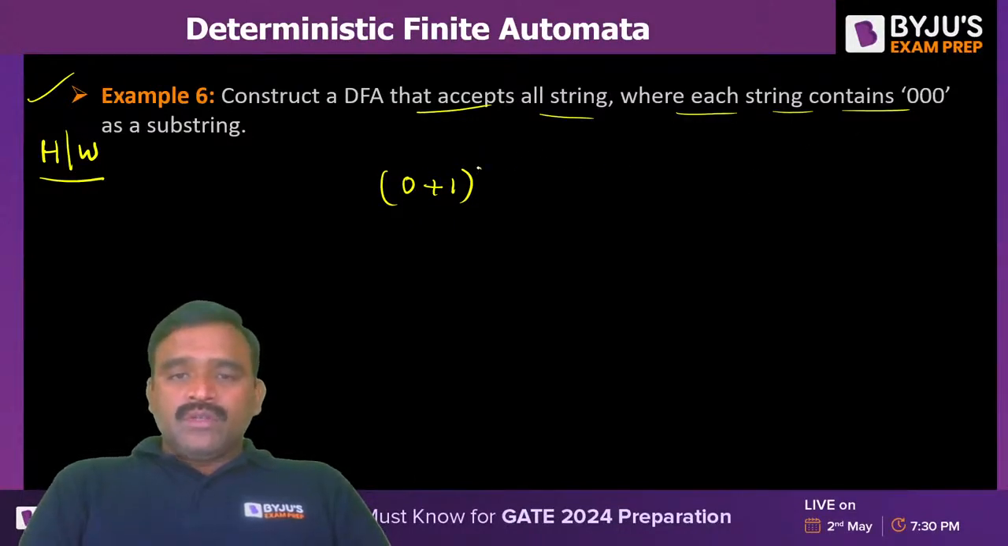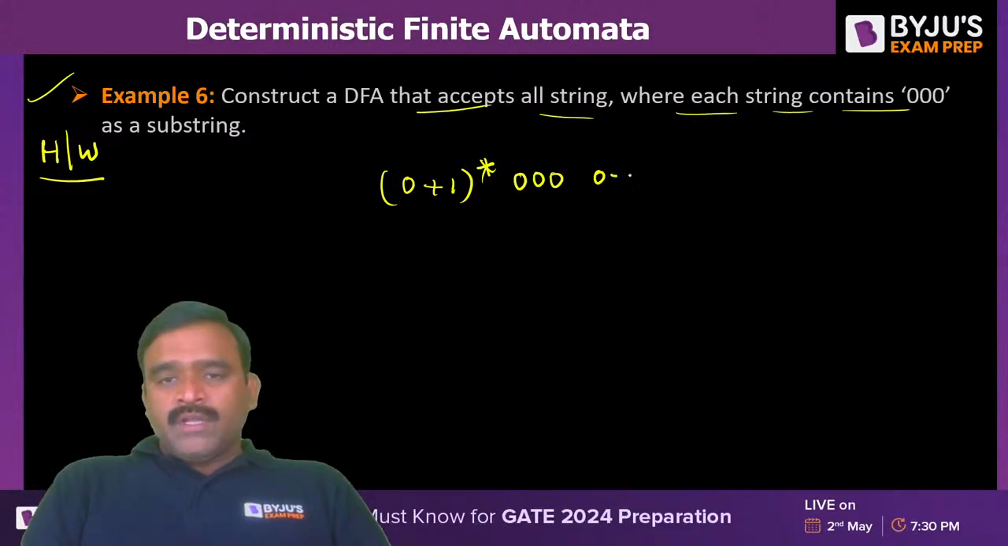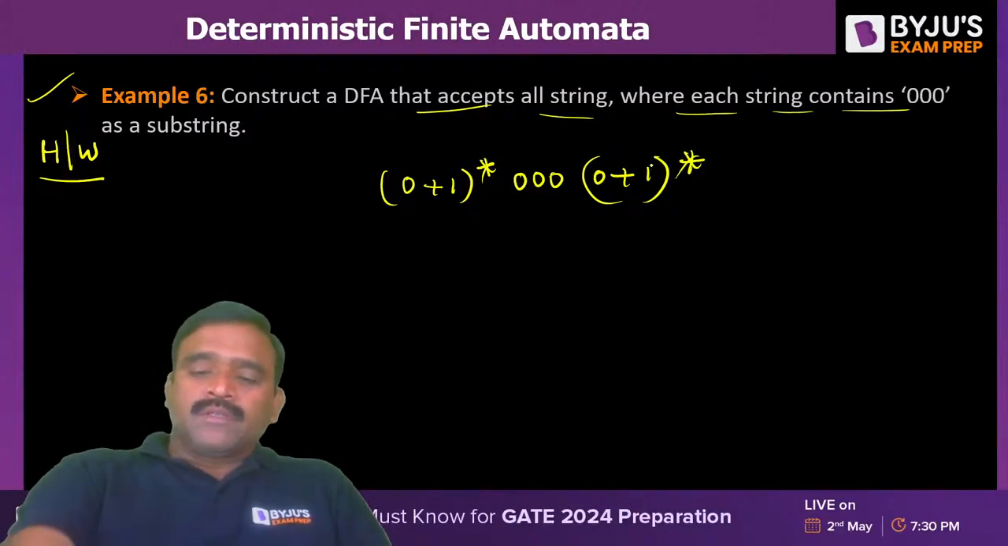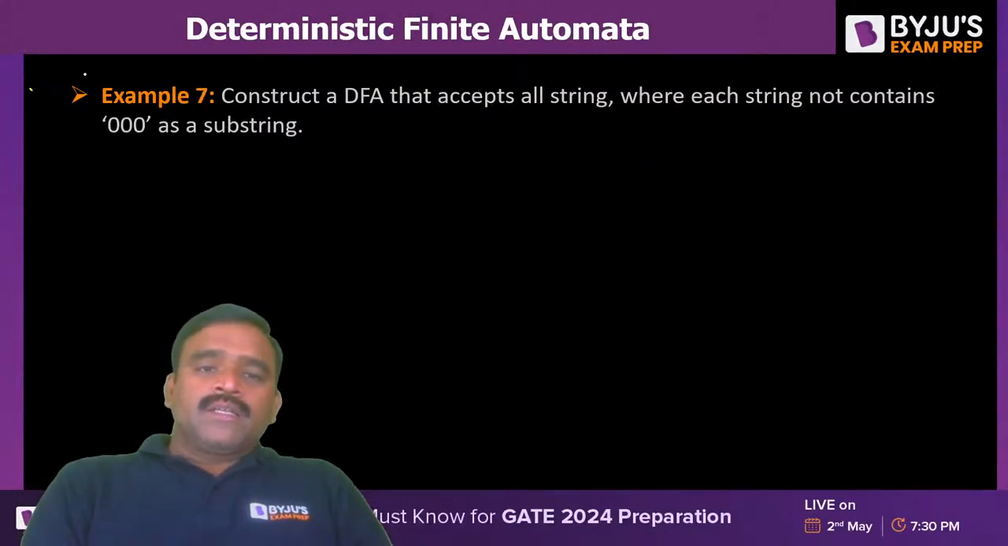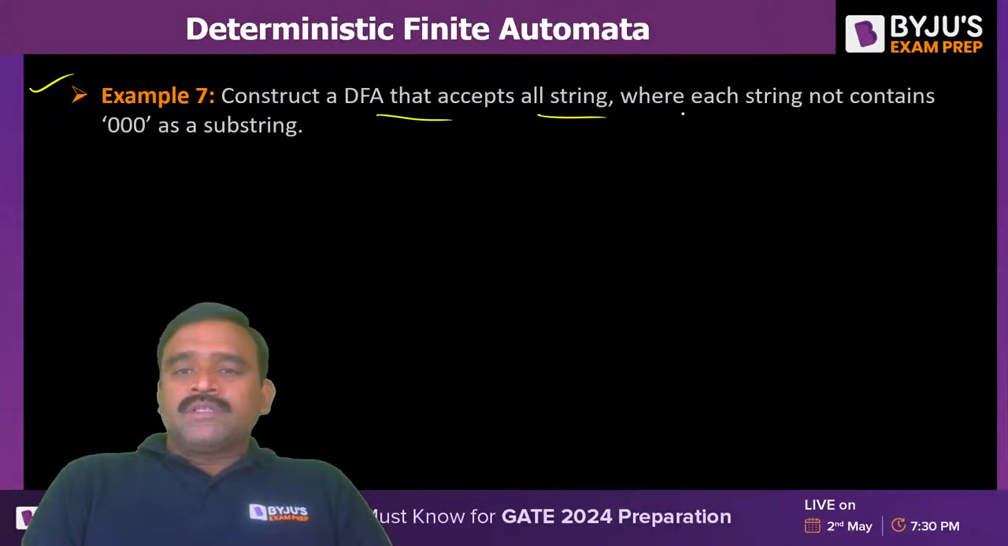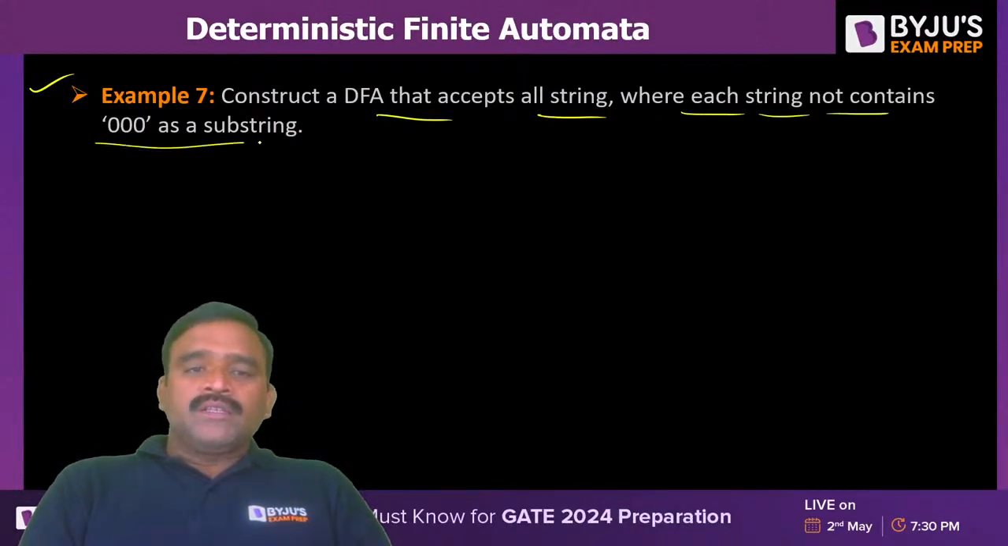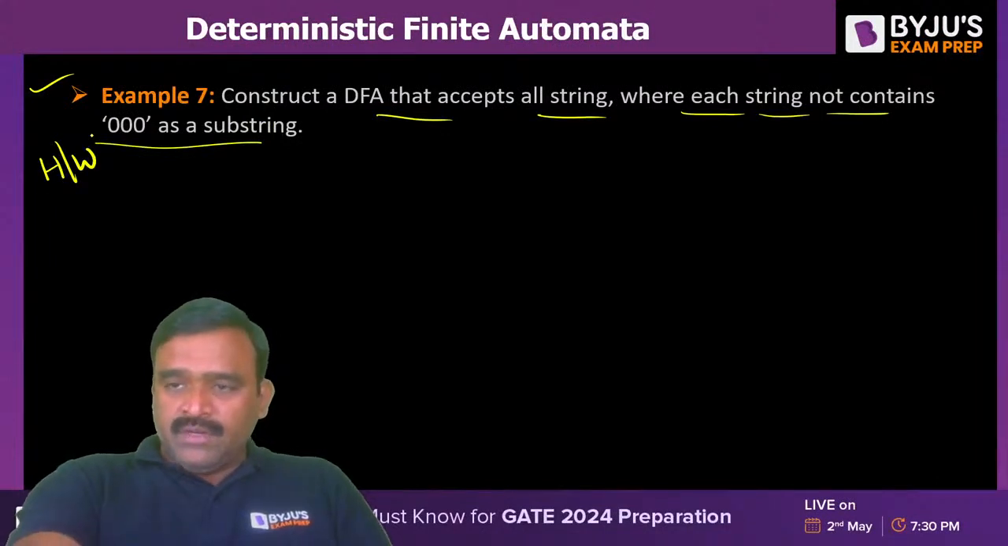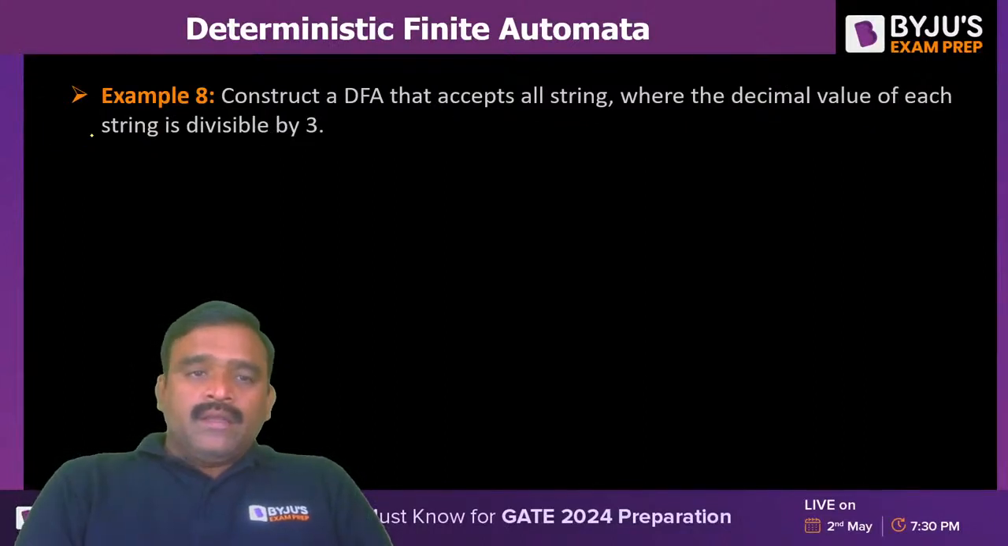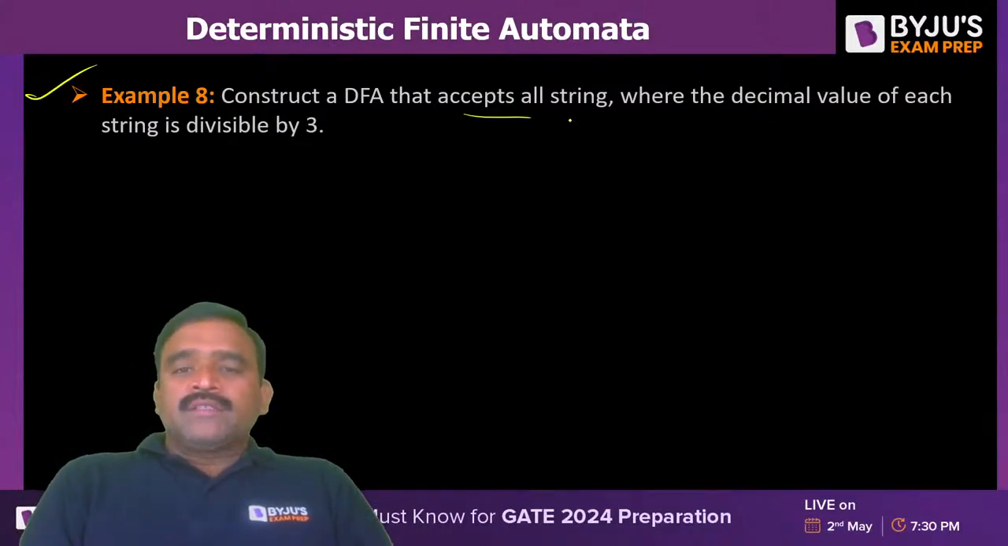Containing 0, 0, 0 as substring: 0 plus 1 whole star, 0, 0, 0 followed by 0 plus 1 whole star. This is the regular expression. And construct a DFA that accepts all strings where each string does not contain 0, 0 as substring. Very simple. This is changing final to non-final and non-final to final of the previous DFA. You will get that.